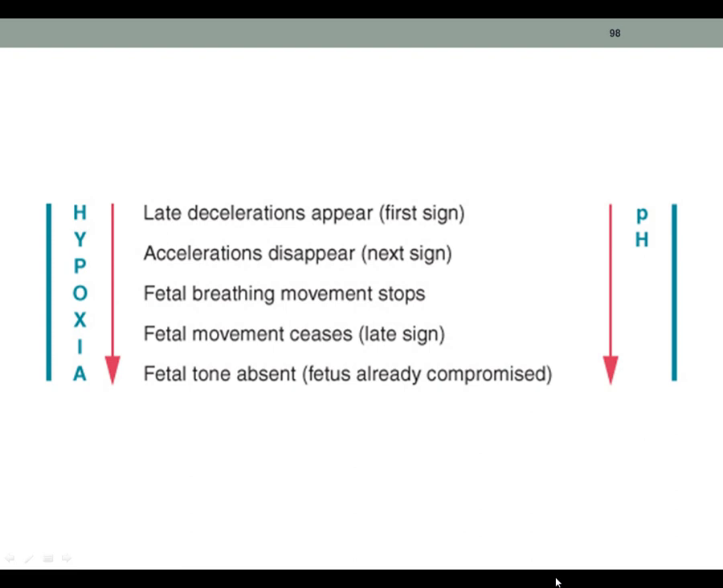So here's a little bit about what we were talking about yesterday about acidosis and hypoxia. Late decelerations appear first. That's one of the first signs. And remember, we don't want late, we want early. Accelerations disappear, so we don't have a lot of variability. Fetal breathing movement stops, and then fetal movement stops, and that's a late sign, because once fetal movement stops and we don't have any fetal tone, then the fetus is compromised. So that's what we were talking about yesterday with acidosis occurring.